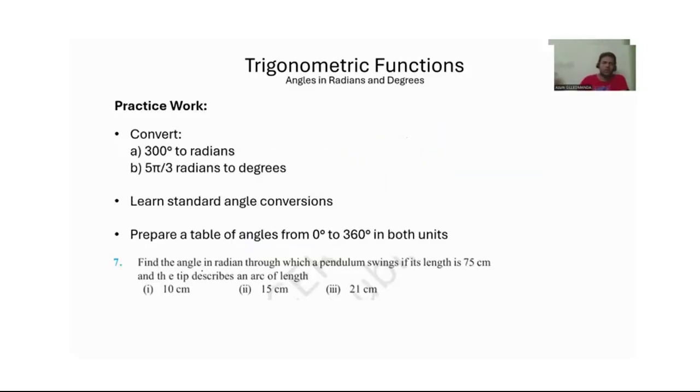Now, let's do some practice work. This slide covers converting degrees into radians. The only thumb rule you need to remember is: if you want to convert degrees into radians, multiply by pi by 180. If you want to convert radians into degrees, multiply by 180 by pi. That's the multiplication. You can try this.